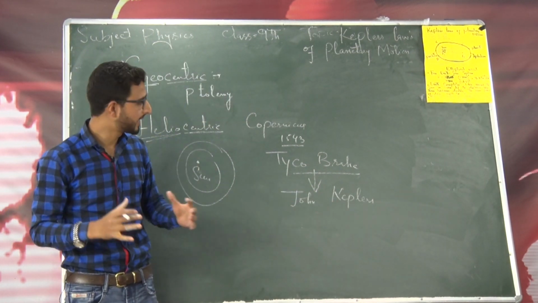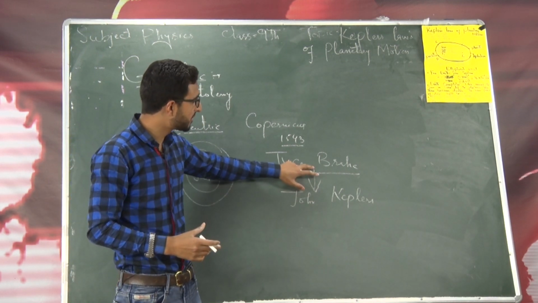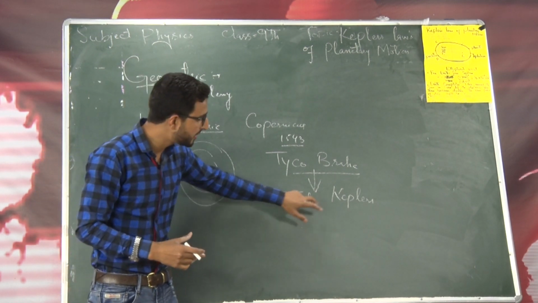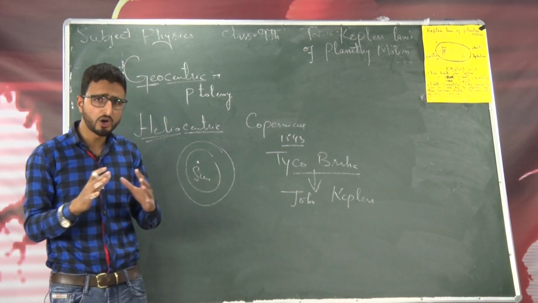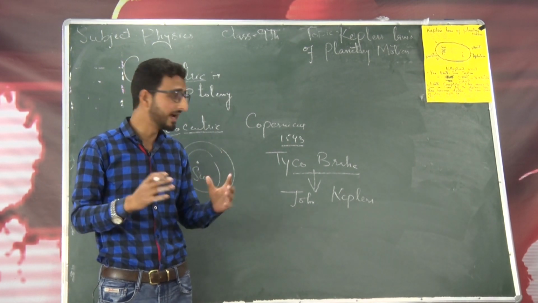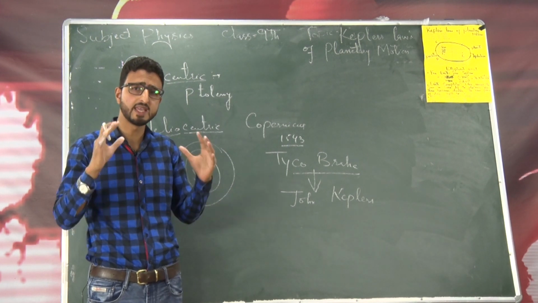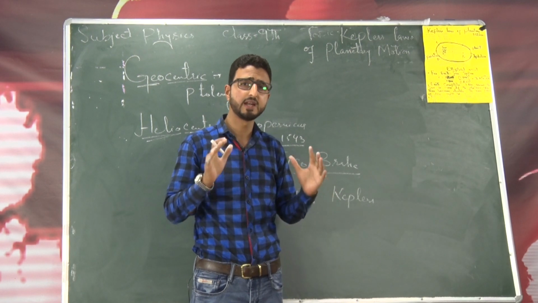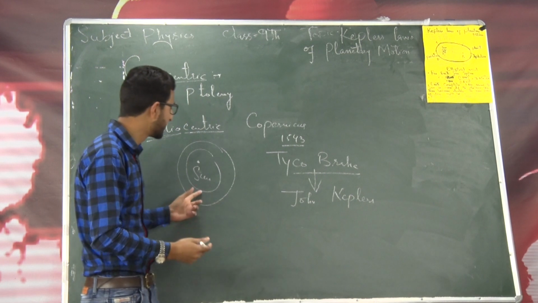Kepler analyzed the data collected by the Danish astronomer Tycho Brahe about the motion of the planets around the sun, and concluded that the orbits of the planets were not circular, as said by Copernicus, but elliptical. He set forth his discoveries in the form of three empirical laws known as Kepler's laws of planetary motion. This was the historical background about the motion of the planets around the sun.